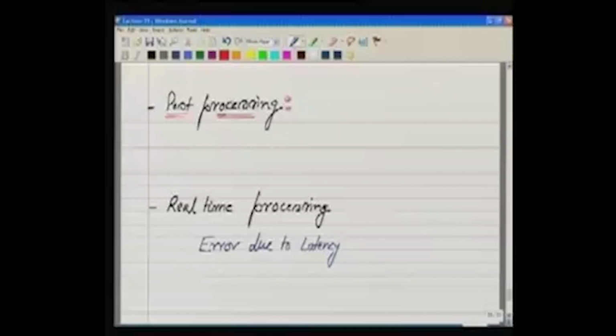Of course, in real-time processing, as you can observe, the time the reference receiver takes to compute the corrections, the time it takes to transmit the correction to the rover, and the time the rover takes in applying this correction, there is a gap between these. So this gap we say latency, as we have written here. So there will be error due to latency in the case of real-time processing.